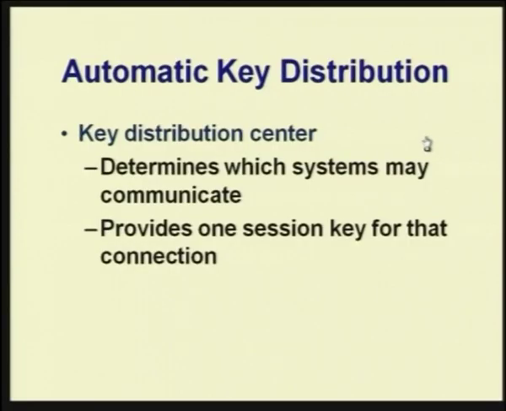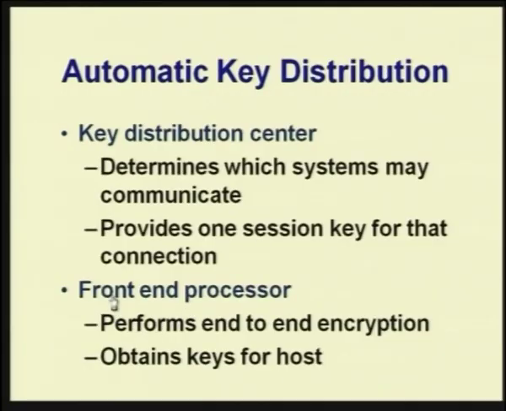So, if we look at the various steps that are involved in an automatic key distribution scheme with the help of a key distribution center, then we will look at the functions of each of the components there. The key distribution center determines which systems may communicate and provides what is called a session key for that connection. That is, for a session of data communication, it provides a key. Then as I said, the front end processor is the one which performs end to end encryption and obtains the keys for the host.